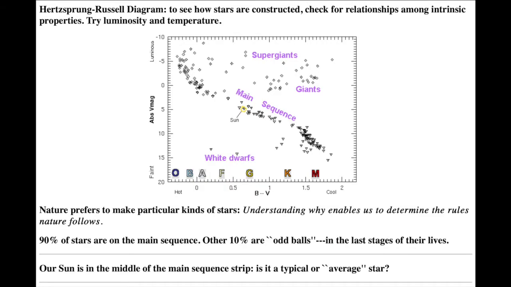Next slide. This slide is about the Hertzsprung-Russell Diagram. To see how stars are constructed, check for relationships between intrinsic properties. Two different astronomers in different countries, independent of each other, found a relationship when they plotted the temperature versus the luminosity. This plot is called the Hertzsprung-Russell Diagram in their honor. The dots are not randomly sprinkled around the plot. There is a relationship. That tells us that nature prefers to make particular kinds of stars. Understanding why enables us to determine the rules that nature follows.